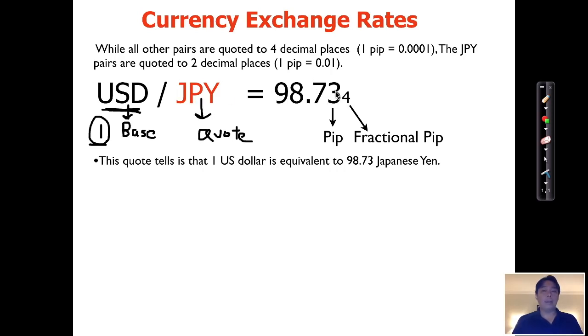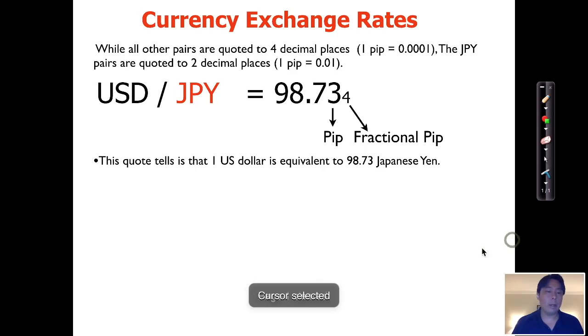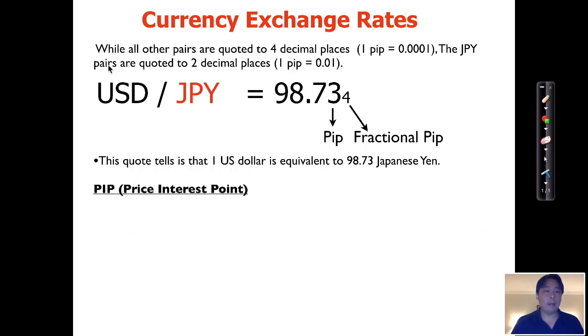And again, this 3, the second decimal place, is a pip. So if it goes from 98.73 to 98.74, the dollar yen has gone up by 1 pip. Make sense? If it goes from 98.73 to 98.84, it's gone up by 11 pips. If it goes from 98.73 to 98.72, it's gone down by 1 pip. So you got that? So in other words, again, $1 is equivalent to 98.73 Japanese yen.